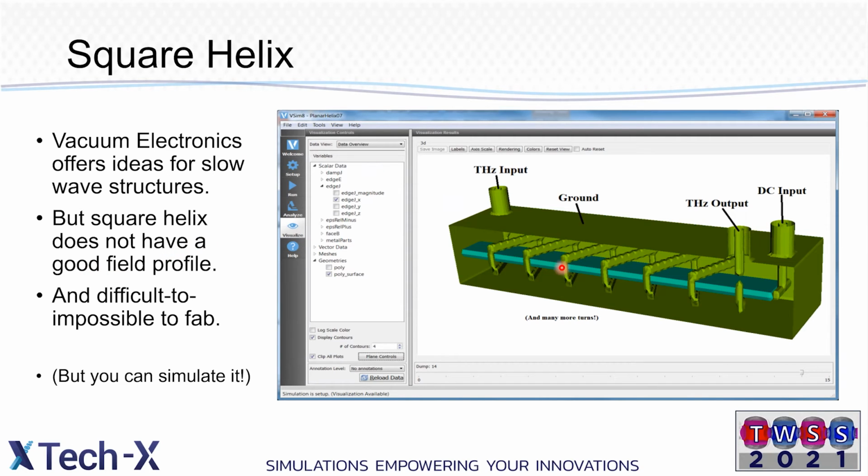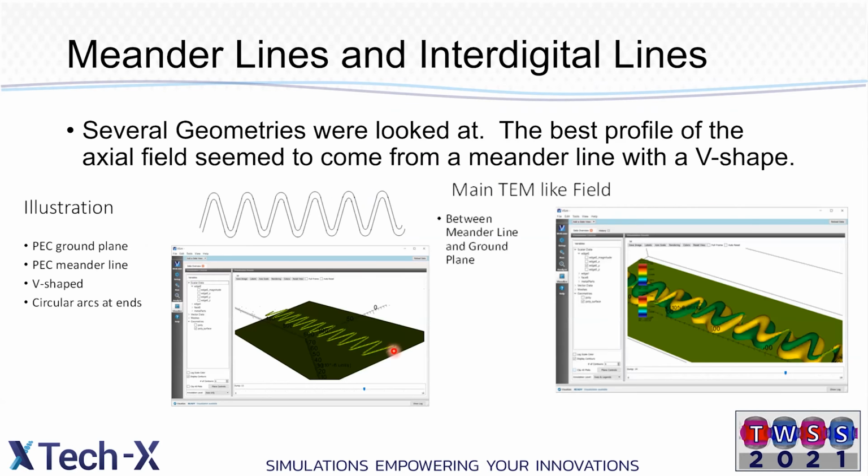As it turns out, when I simulated this, the square helix is the weak point. It doesn't have a very good axial profile. The fields concentrate on the edges instead of in the center. And of course, if I tried to bring this to a solid state fab, they'd probably just throw me out the door laughing, because it's probably impossible to fabricate something like this on the small scale that you would need. But it's kind of a start to get you thinking about it. And even if we can't build it, we can simulate it.